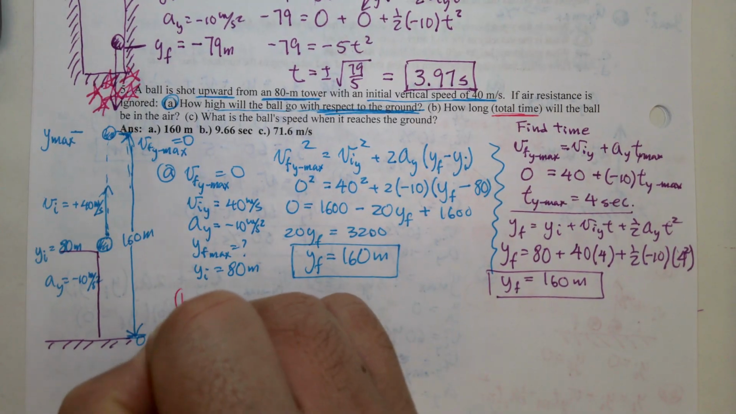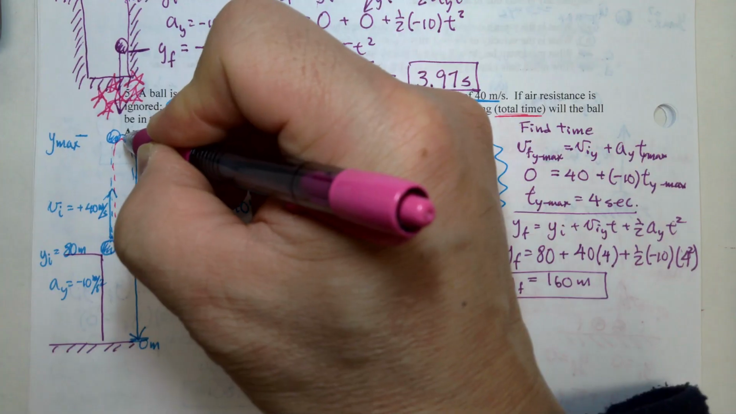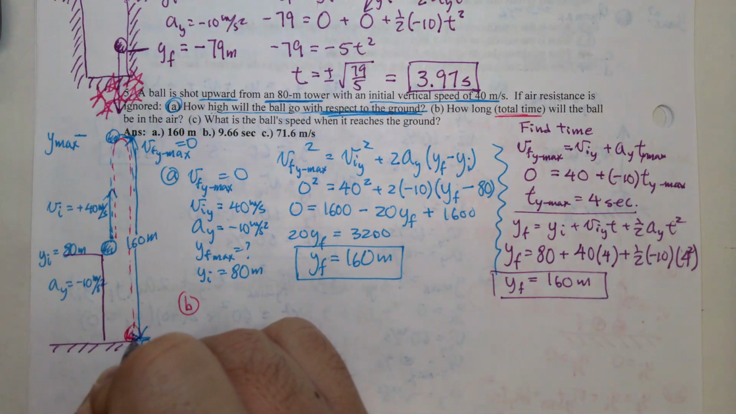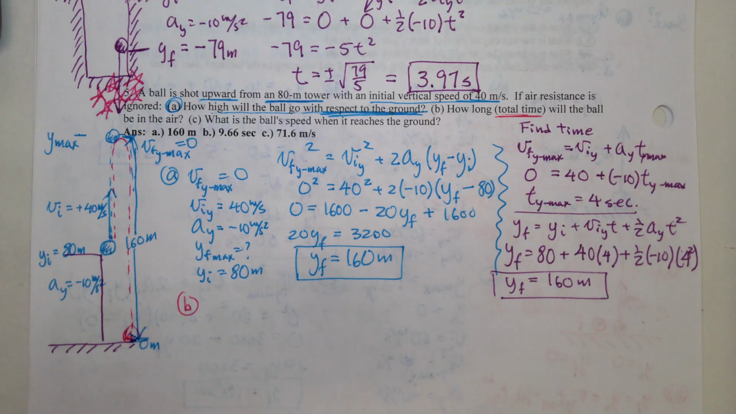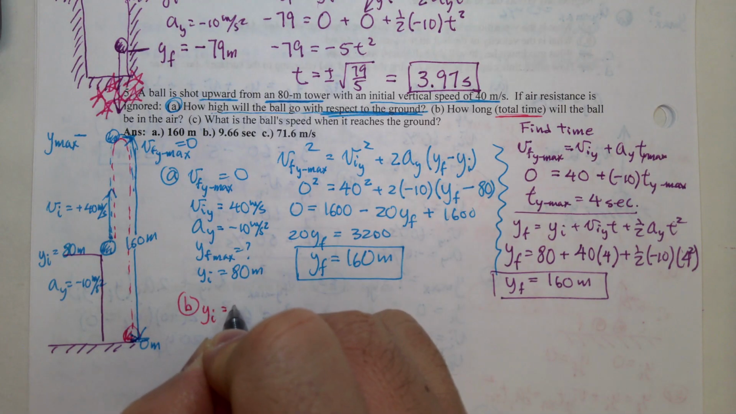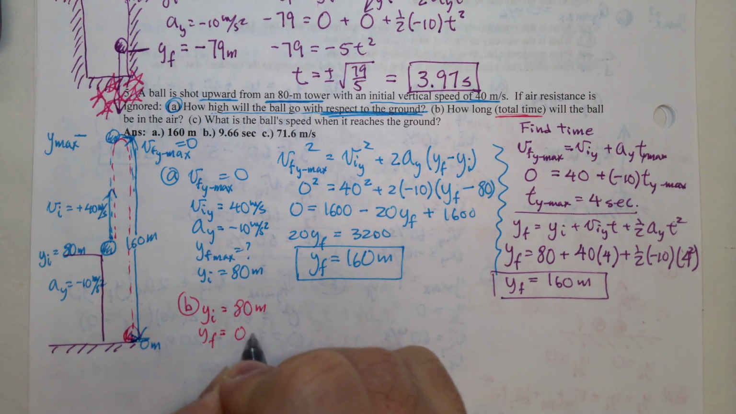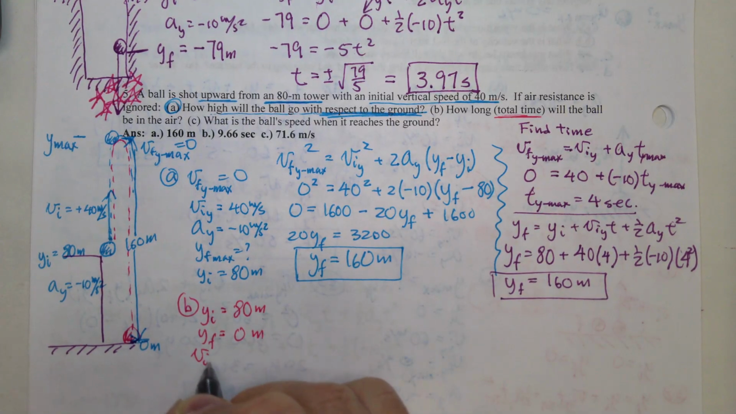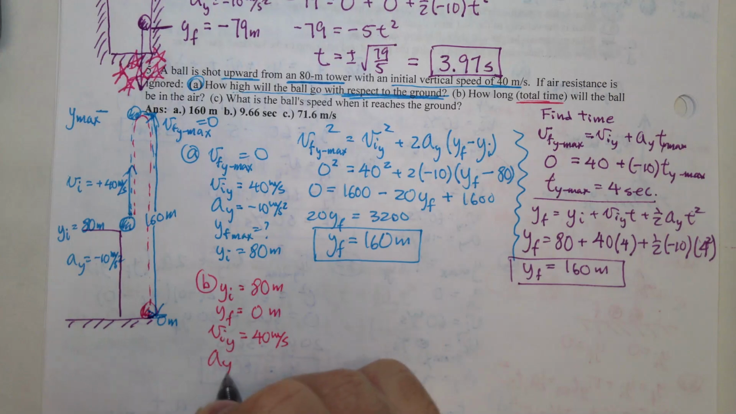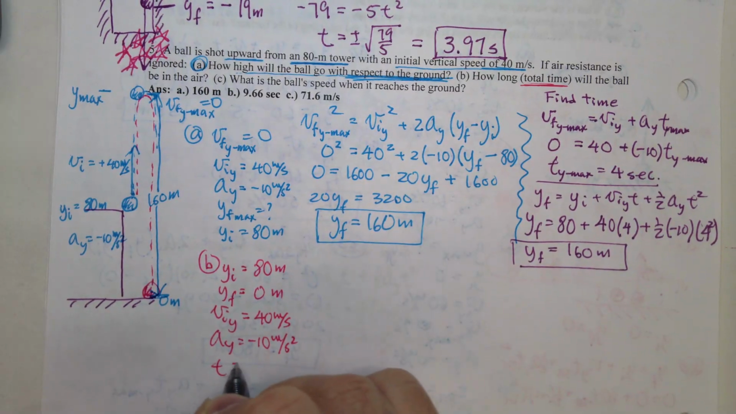So for part B, this thing is going to start from here, 80 meters above the ground. It's going to go all the way up, stop instantaneously, and come back down to hit the ground right here. Therefore, we can say y initial is equal to 80 meters. Y final is equal to 0 meters. VIY is equal to 40 meters per second. My a sub y is equal to negative 10 meters per second squared. And my time t is what we're looking for.